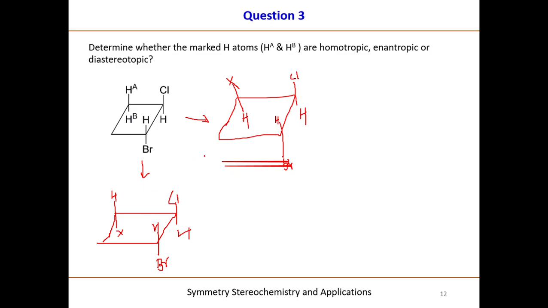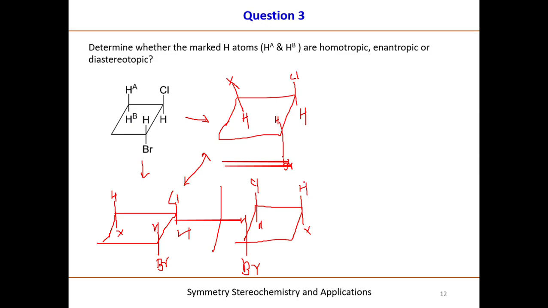And here also we can see these two molecules are not same. We will draw the mirror image of this one first, then it will be easy to understand. Chlorine group, hydrogen, right? Then bromine, hydrogen, then X and hydrogen.